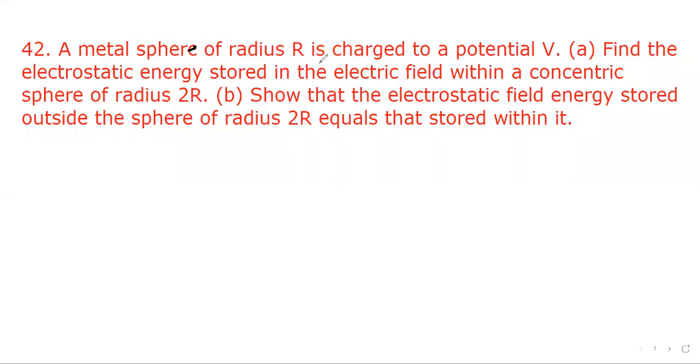A metal sphere of radius r is charged to a potential V. Find the electrostatic energy stored in the electric field within a concentric sphere of radius 2r so that the electrostatic field energy stored outside the sphere of radius 2r equals that stored within it.